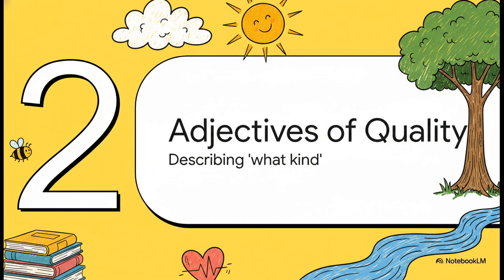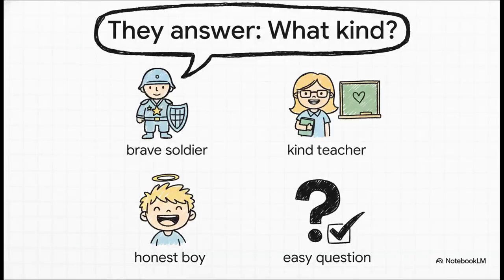I bet you use these all the time without even thinking about it. So, adjectives of quality tell us about the nature or quality of a person or a thing. The easiest way to spot them is to ask the question, what kind? For example, what kind of soldier? A brave soldier. What kind of teacher? A kind teacher. Can you think of some more? What about a beautiful flower or a sunny day? All of these are adjectives of quality.